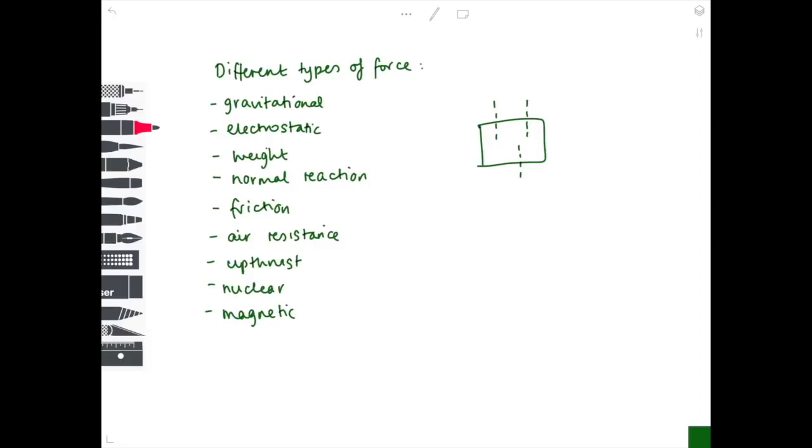Upthrust, this is when we're talking about water. So for example, a boat sitting on water, although its weight is acting downwards, there's the force of the water pushing back up. So it's the equivalent of the normal reaction force, and we call this upthrust. And if weight and upthrust are equal, then we know the boat will float. The nuclear force is, as the name suggests, to do with the nucleus of atoms, or the nuclei of atoms, and it's the strong attractive force between the protons and the neutrons within the nucleus that helps hold the nucleus together.